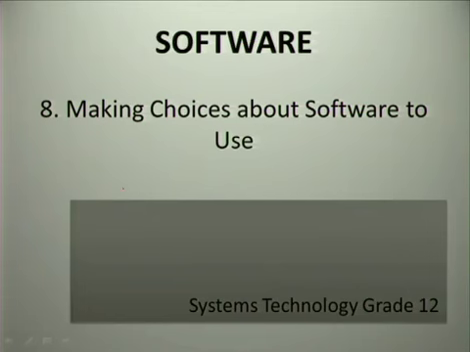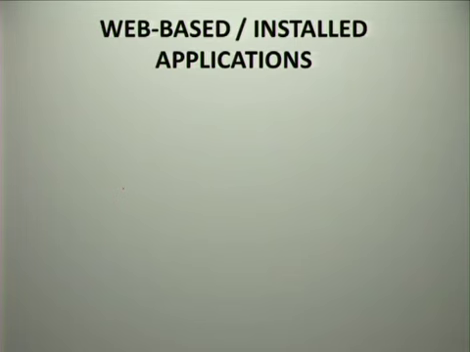We are looking at systems technology, and we are going to look at how one can make choices using software. Now, it is difficult obviously to make choices about software, which software you want to use and for which purposes. Now, let's start by looking at web-based as well as installed applications.